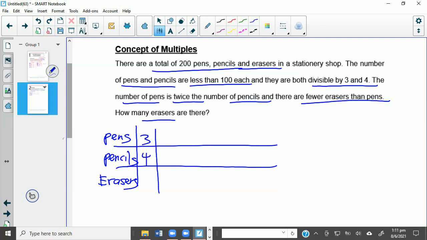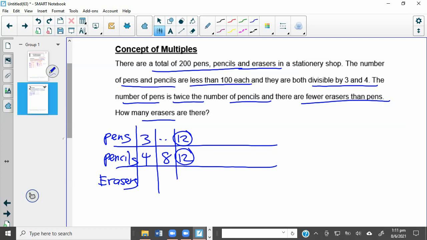Yeah, there is. You look at the bigger number, you get the multiples of the bigger number, which is 8. Can 8 divide by 3? Cannot. So you go to the next one. 12 divide by 3? Can. So your common multiple will be 12. Right? So 12 is divisible by 3 and 4.